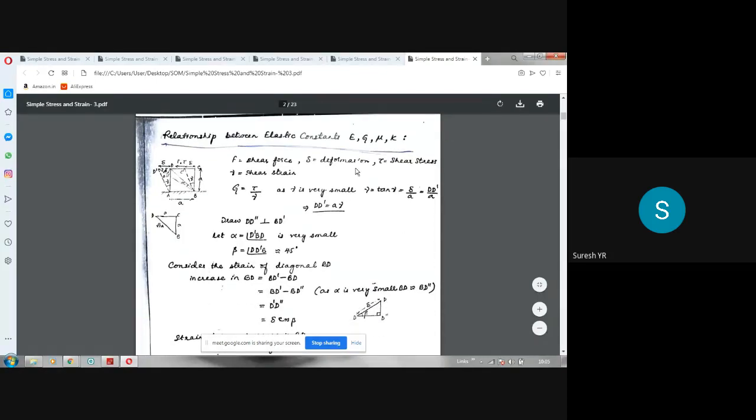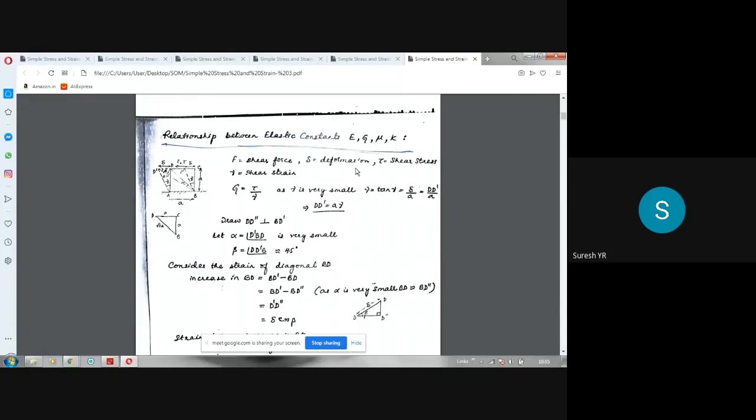When the material is in elastic state, what do you mean by the elastic state? When you remove the load acting on that material, if it regains its initial shape and size, then we say that the material is in elastic state. If permanent deformation takes place, it goes to plastic state. So here, there are four elastic constants.